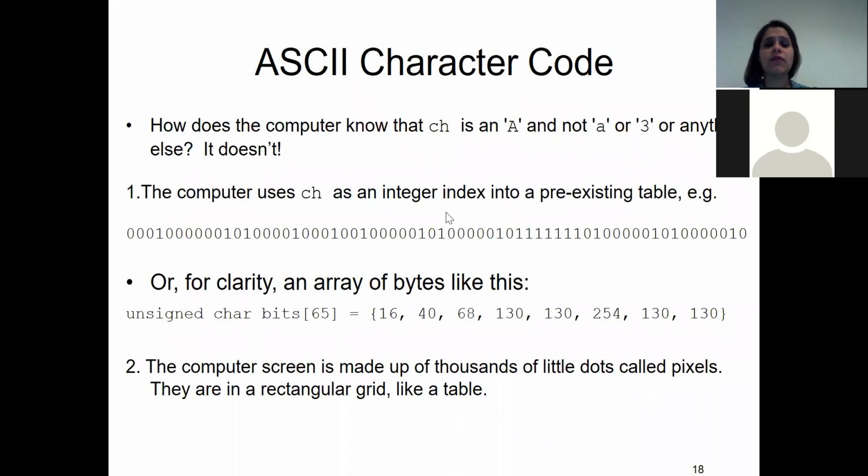So, as I've already mentioned, you have characters, uppercase A, lowercase a. The way they are represented in that long number is different.